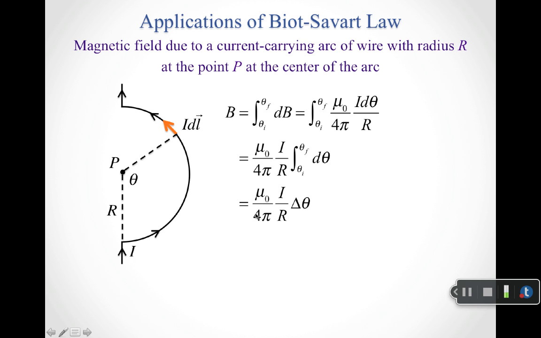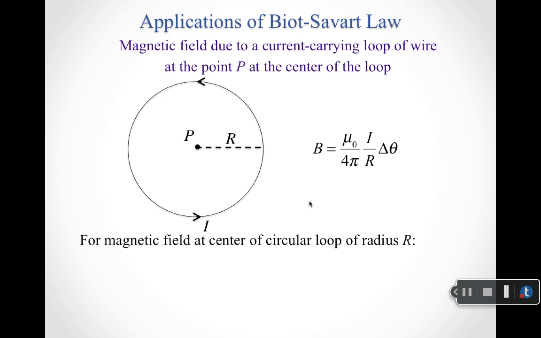So here's the expression we get for the magnetic field at point P along any length of arc you want. The only thing you've got to do is come back and plug in whatever the length is.